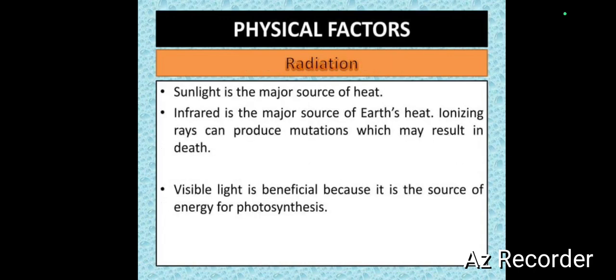Next is radiation. Sunlight is the major source of heat. Infrared is the major source of earth's heat. Ionizing rays can produce mutations which may result in death. Visible light is beneficial because it is the source of energy for photosynthesis.